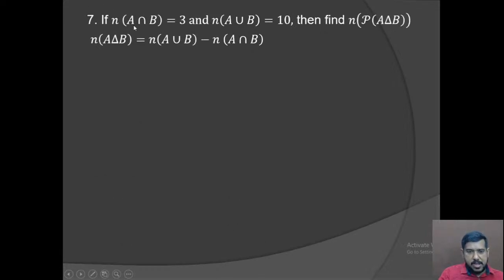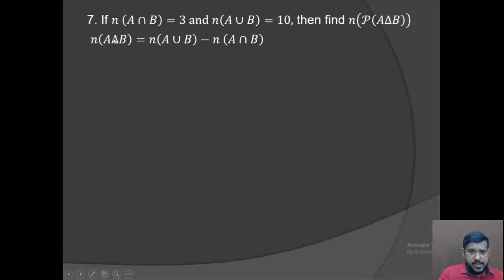Sum number 7. n of A intersection B is given as 3 and n of A union B is 10. Find n of power set of A symmetric difference B. You know that, isn't it? A symmetric difference B, and this is the formula which is known to us, isn't it? So this formula is known to you already. It's not given in the question. You learned it in lower classes. So using the formula only we are going to do this.